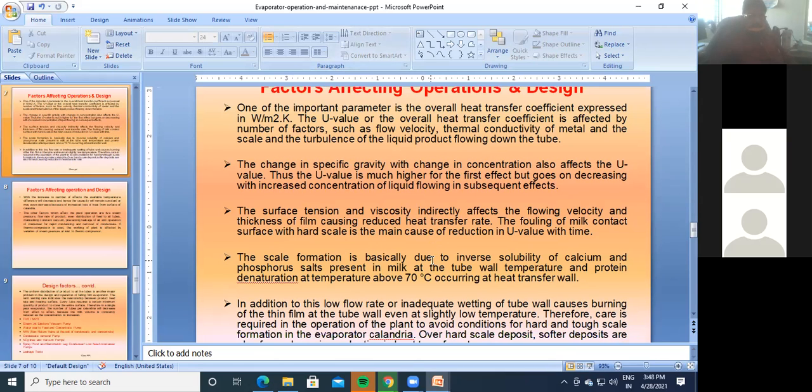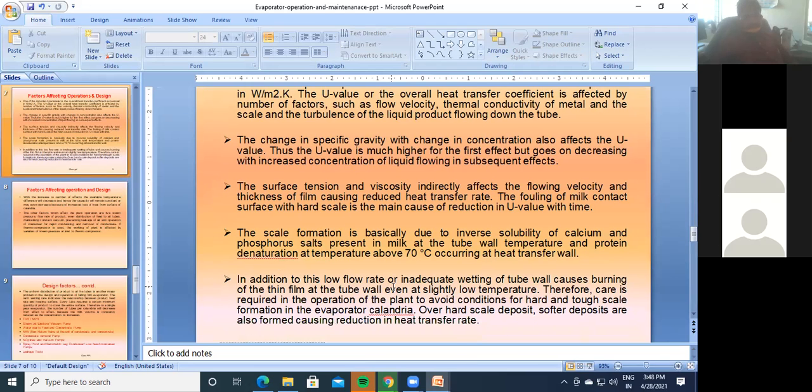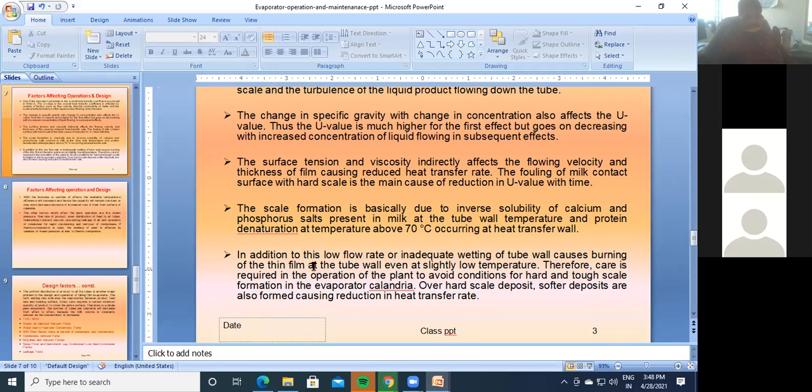Clear? Yes. To maintain the proper temperature, avoid high denaturation of the protein in the boiler. Whatever denaturation of the protein is to be done, that should be done during the preheater and holding tube so that no denaturation, no scaling takes place in the calandria. In addition to this, low flow rate or inadequate wetting of the tube wall causes burning of the thin film and scale deposition.